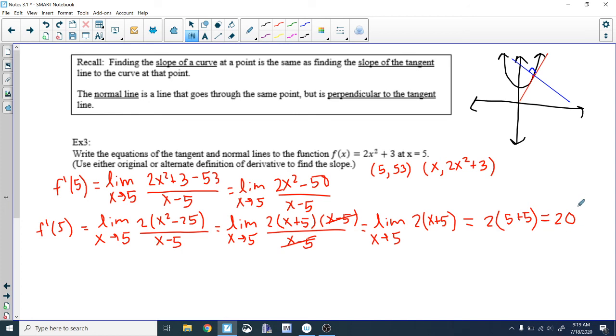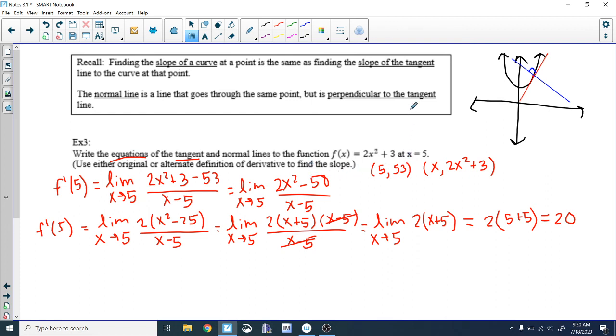We're not done with this problem. That's just the derivative. What we need to do now is write the equation of the tangent line, and then we will write the equation of the normal line. So let's talk for a moment about how you write an equation of a line. A line can be written in slope-intercept form. It could be written in point-slope form. It could be written in standard form. I don't know why you would use standard form. We don't need that here.